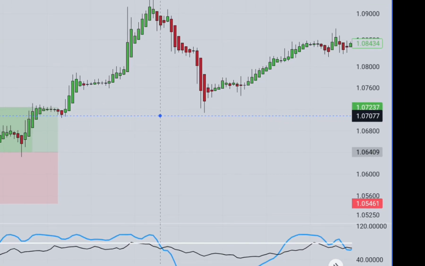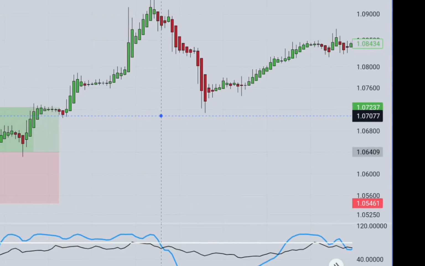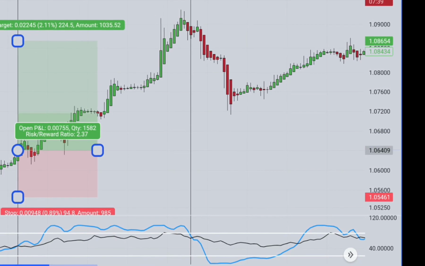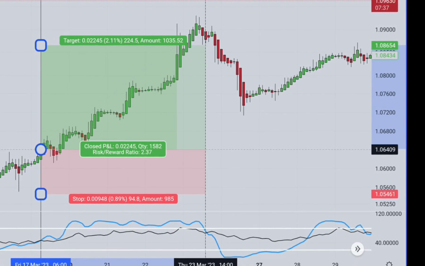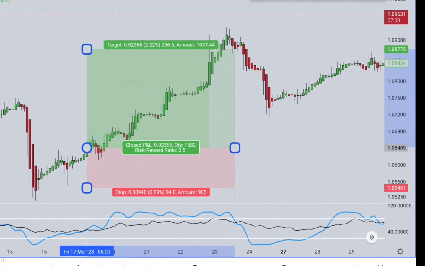The target point in this strategy varies. The trade can be closed or continued with partial profit taking if the blue line of the Crypto Crew University indicator rises above 80 and then falls back below, or if the blue line crosses the black moving average line downwards. I will show you an example of the trade being closed here.